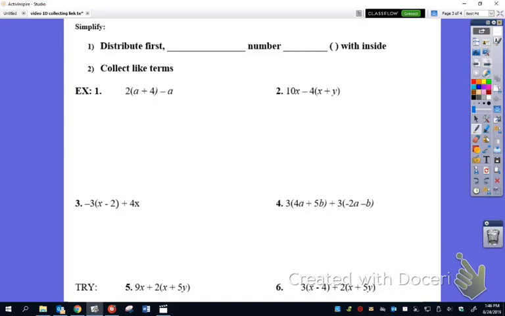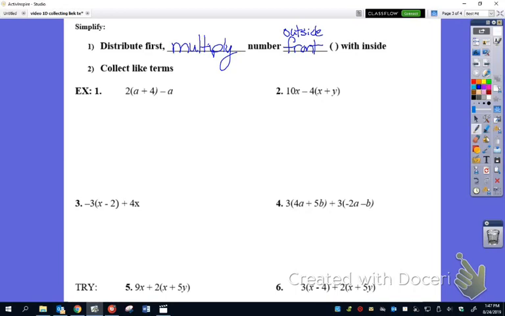First, we're going to distribute. So you're going to multiply. Distribute means you're going to multiply the number in front of the parentheses with the inside. Okay, so the number that's in front, so it's outside the parentheses. Okay, but it has to be next to it. Most of the time it's in the front. Sometimes you'll see it in the back, but most of the time it's in front. So the one that's outside the parentheses with everything inside, and then you collect like terms.